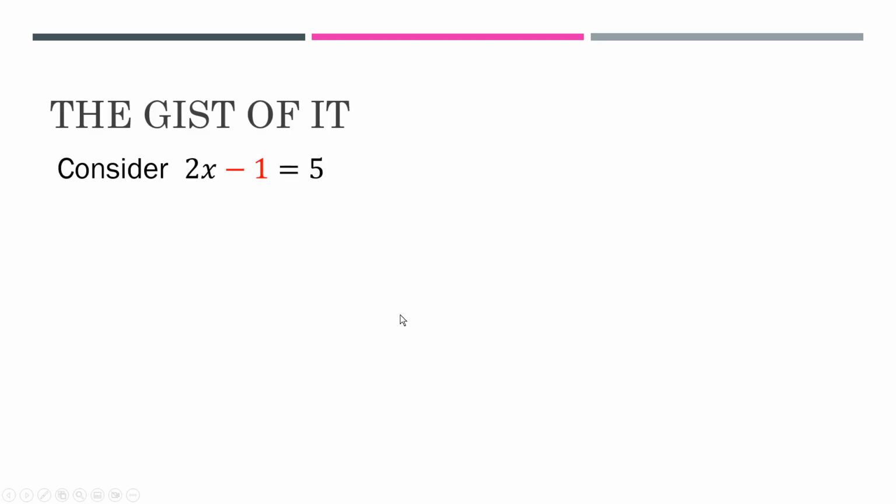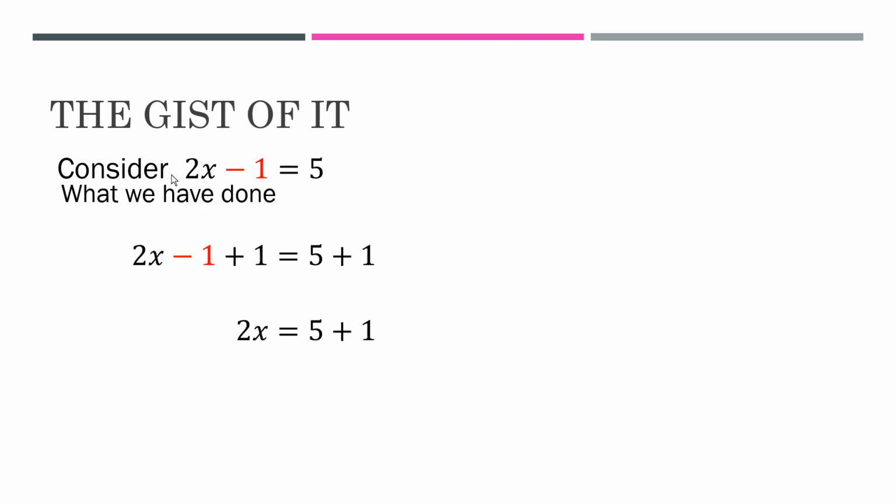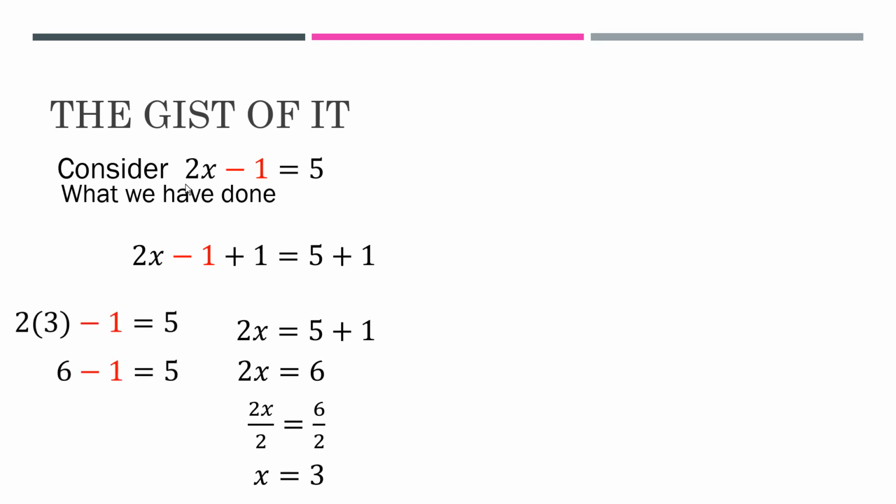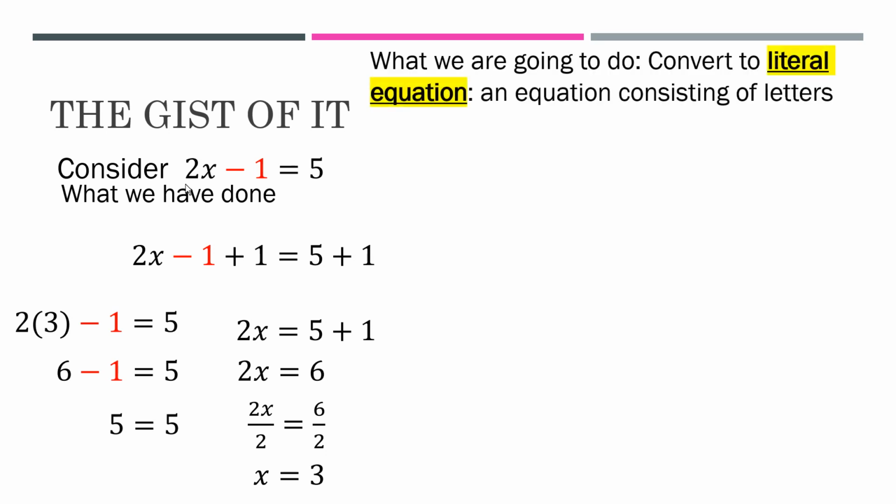All right, so the gist of what's going on. This is something we've seen: 2x minus 1 is equal to 5. Let's work through it and then replace the numbers with letters. We add 1 to both sides, and you get 2x is equal to 5 plus 1, which is simply 2x equals 6. Now we divide both sides by 2 and get x equals 3. As a check, 2 times 3 minus 1 is 6 minus 1, which is 5. 5 equals 5, good to go.